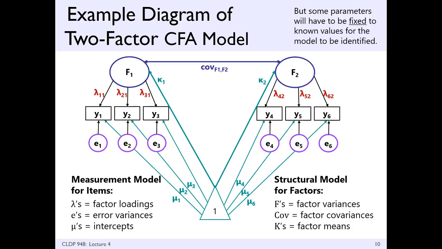The top part of this would be the structural model. From Facebook predictor to satisfaction with life, that's structural. That's trying to say why some people have a higher factor score than others. The bottom part, the measurement model, is simply trying to get an estimate of what someone's satisfaction with life is.